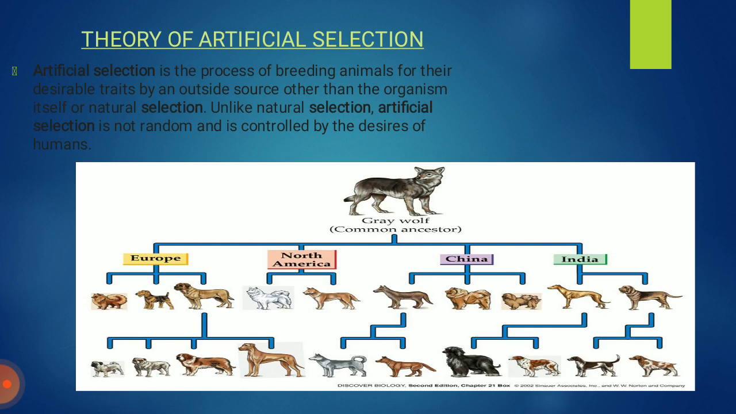Next is the theory of artificial selection. Artificial selection is the process of breeding animals for their desirable traits by an outside source other than the organism itself or natural selection. Unlike natural selection, artificial selection is not random and is controlled by the desires of humans. Here I show the picture of the grey wolf, which is the common ancestor of European dogs, North American dogs, Chinese dogs and Indian dogs.